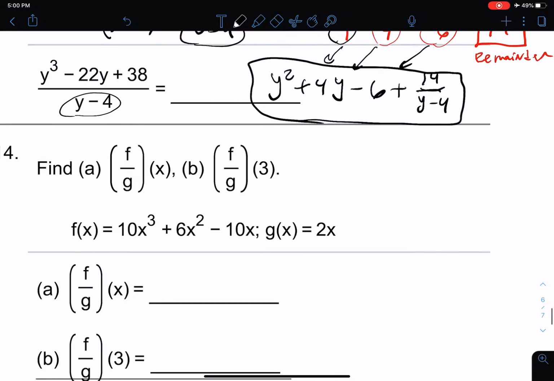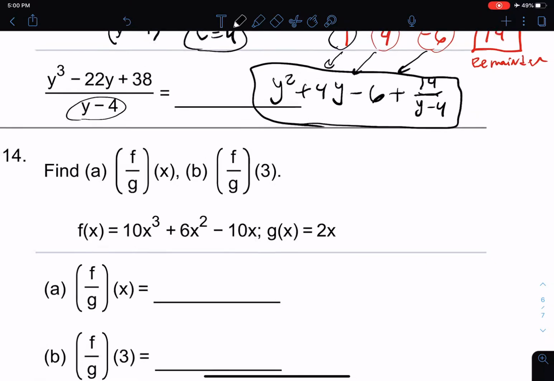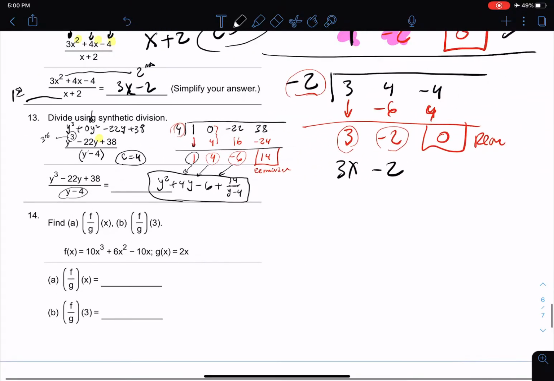So we have this problem right here to do, and this is showing our function notation. So let's start with a. I think I'm going to do a right here.